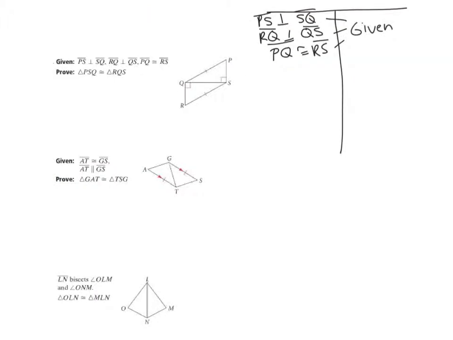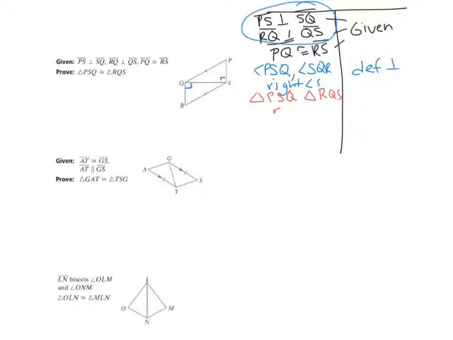Okay, for the next one, I wrote down my givens, so I'm going to use these two, and they're already drawn in that they're perpendicular. So I write that angle PSQ and angle SQR are right angles. That's by definition of perpendicular. So if I know that they're right angles, then I can write that triangle PSQ and triangle RQS are right triangles by definition of right triangle.